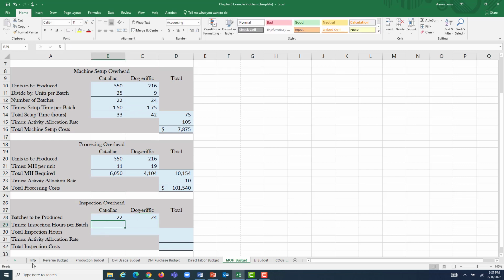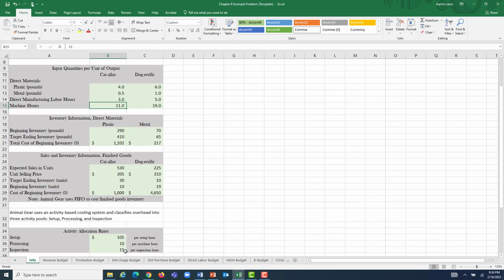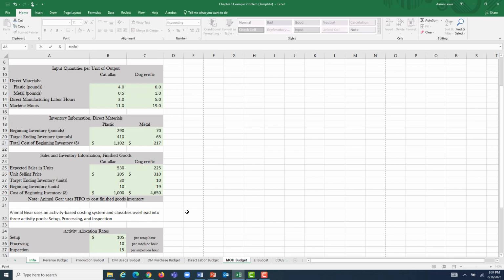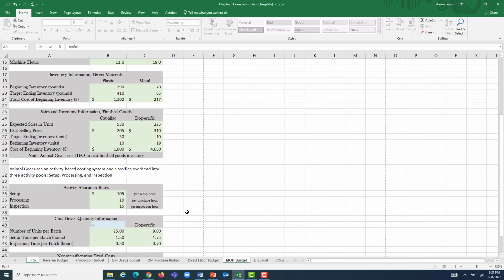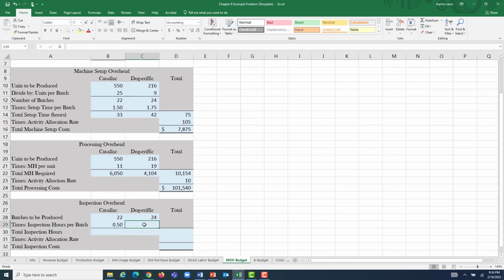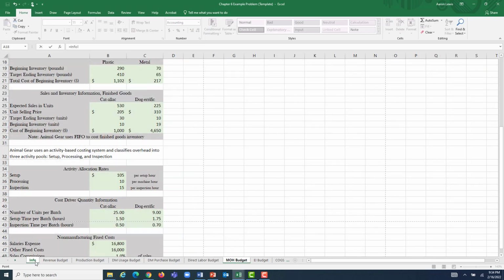Our driver for this activity is $15 per inspection hour. So we're paying our inspectors $15 an hour to look these things over. Well, if we go back to our manufacturing overhead budget, let's bring those inspection hours per batch over. How long does it take to inspect each one of these units? Our inspection time for a batch of Cadillacs is a half an hour. Our inspection time for a batch of Dogorifics is 0.7 hours. I'm going to grab those numbers and bring them on over to our table.